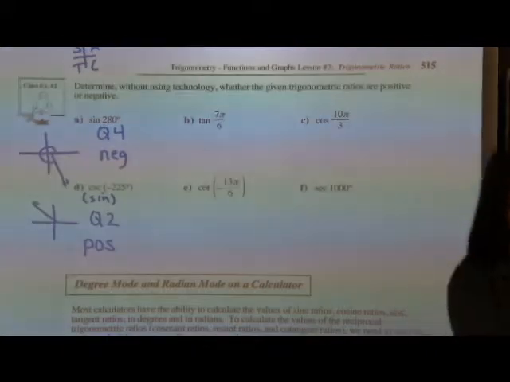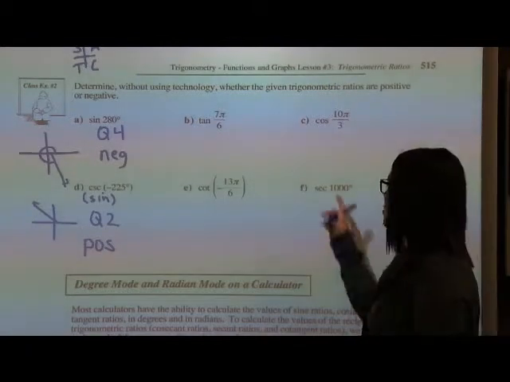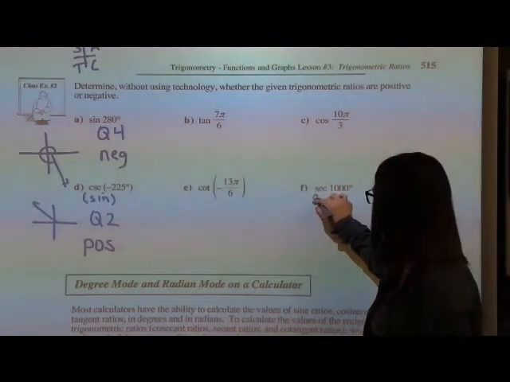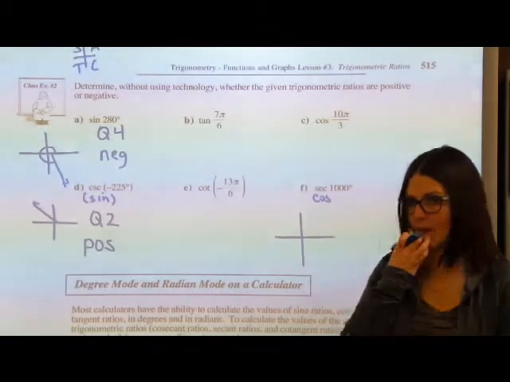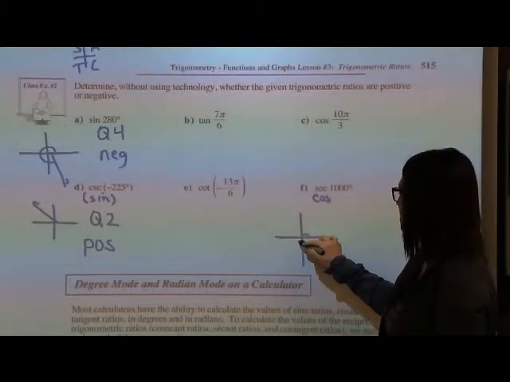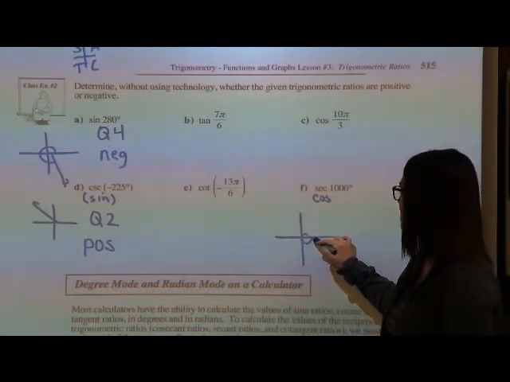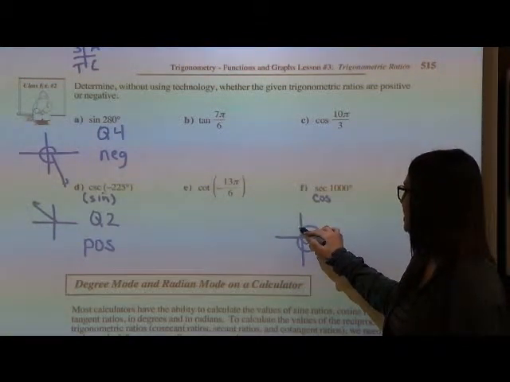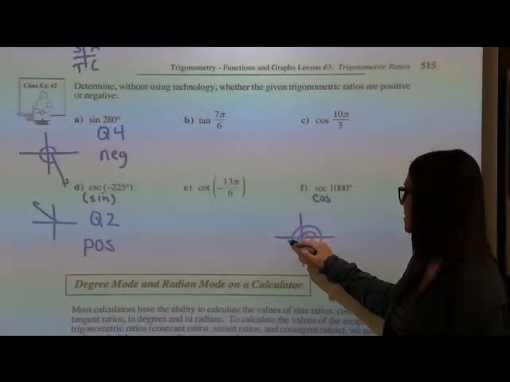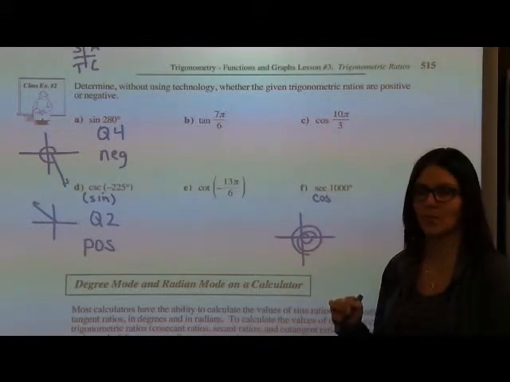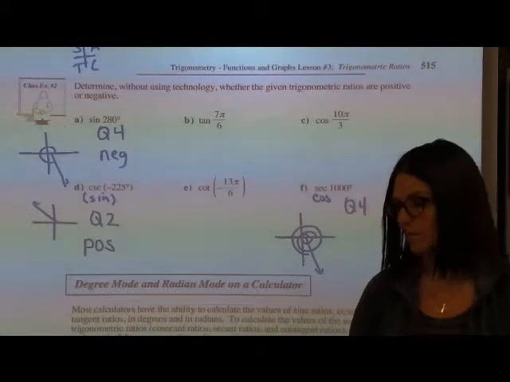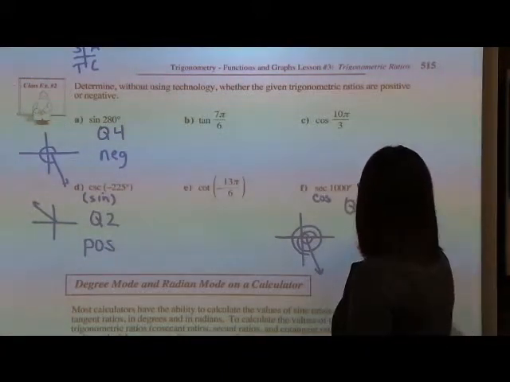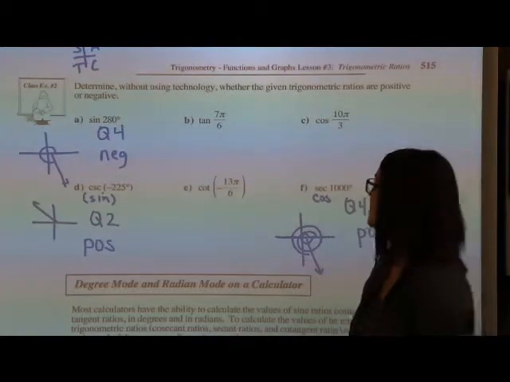And then in F, I have secant, which is the reciprocal of cosine. So then 1,000 degrees. If I go around once, how many degrees do I have? 360. Go around twice, I'm at 720, and then another 90 gives me 810, then 900, 990. So what quadrant does that put me in? The 4th quadrant. And what is cosine in quadrant 4? Positive, good.